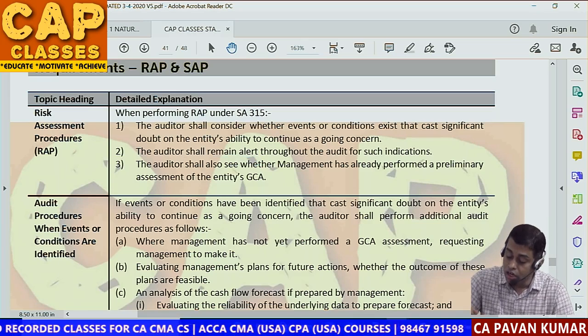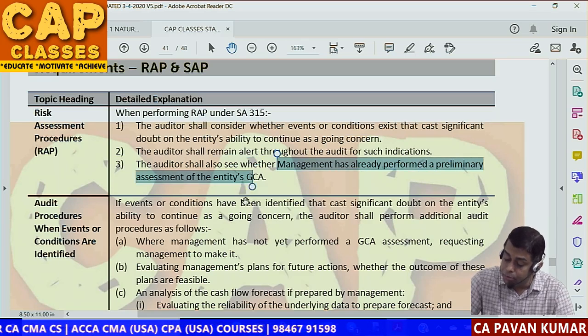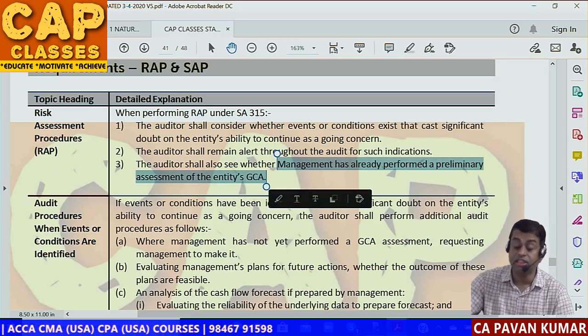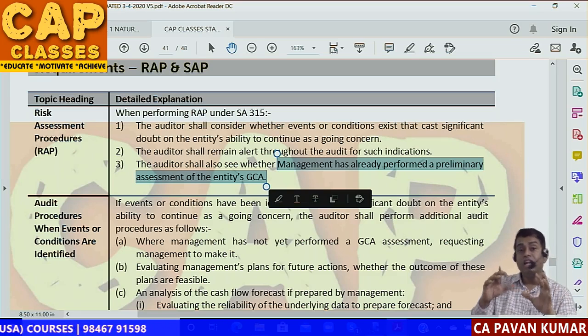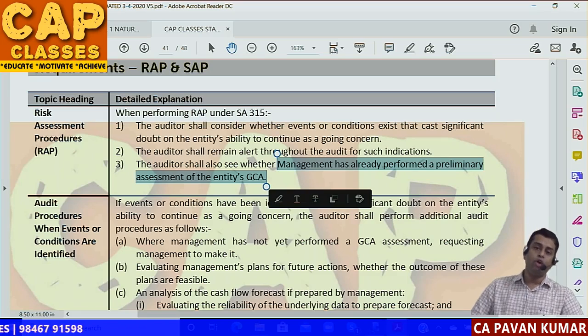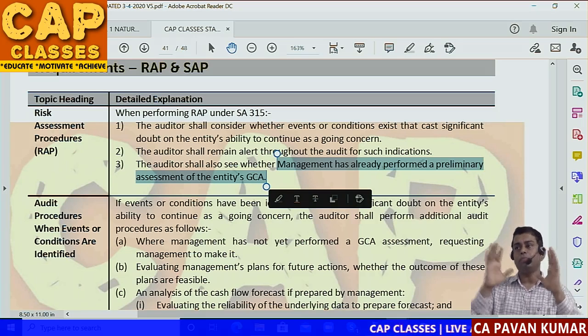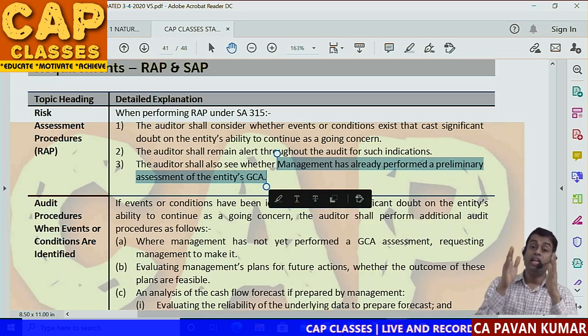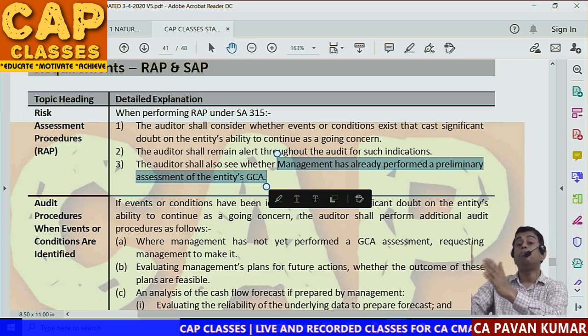Okay. The auditor shall also see whether management has already performed a preliminary assessment of the entity's going concern assumption. Very, very important. How will management do the assessment of the going concern assumption? Many students do not know. Even at the CA Final level, people do not know. Simple. Management has to make cash flow projections.